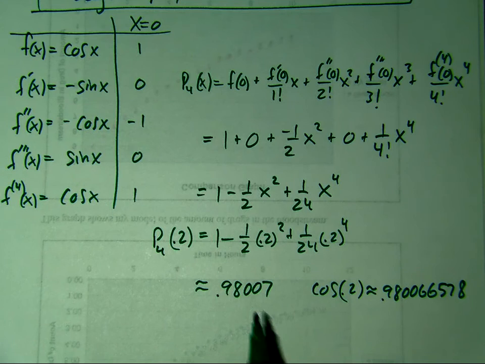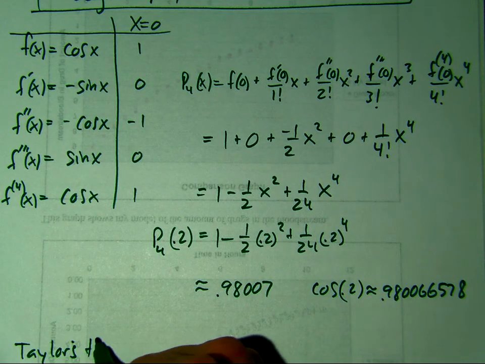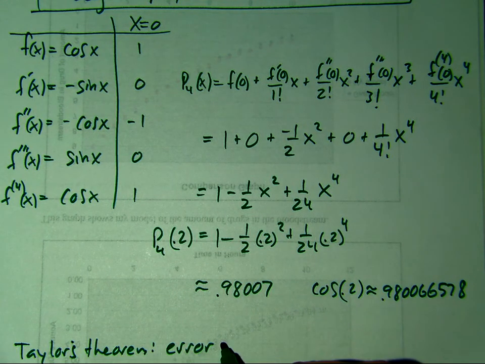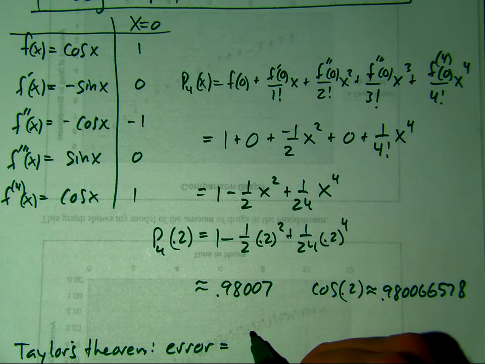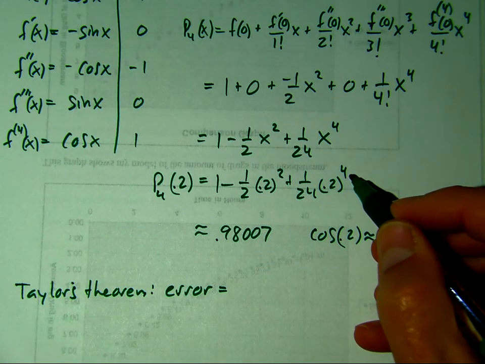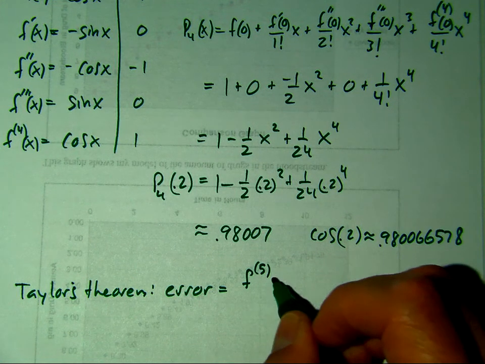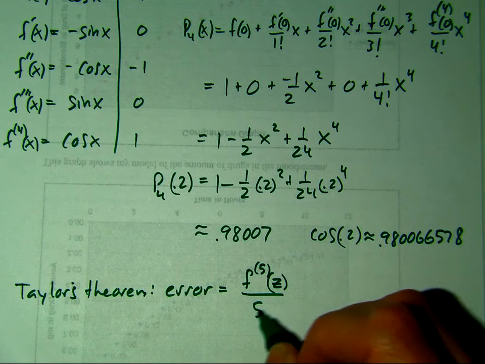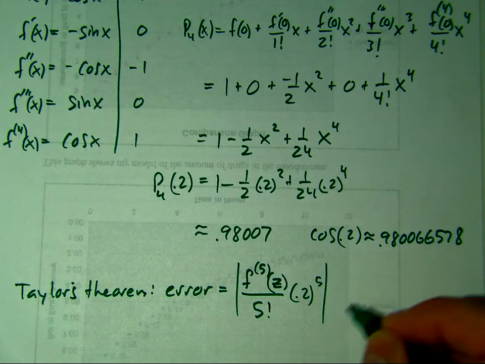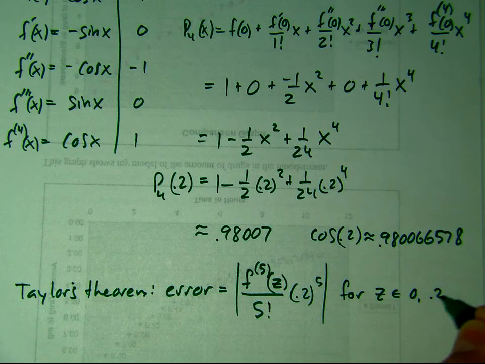And Taylor's theorem says that the error of this is exactly equal to the next term. So if this is a fourth degree polynomial, we'll go to the fifth term. So we have the fifth derivative evaluated at some z over 5 factorial times 0.2 to the fifth, for z in the interval 0 to 0.2.